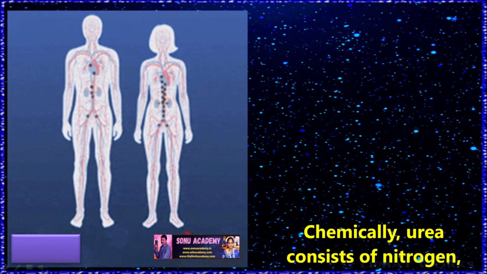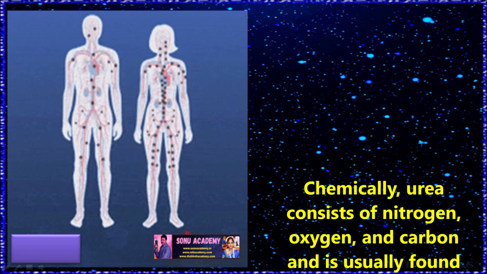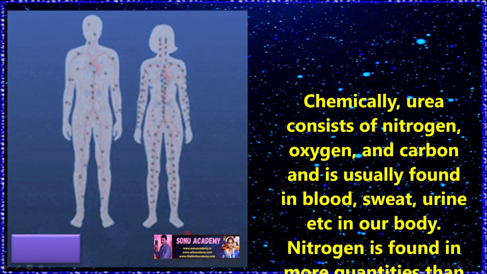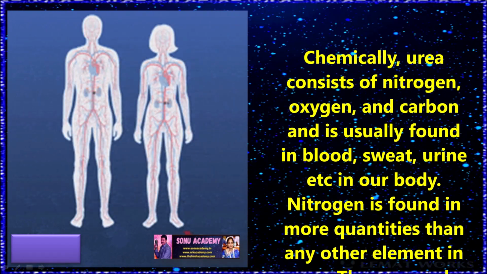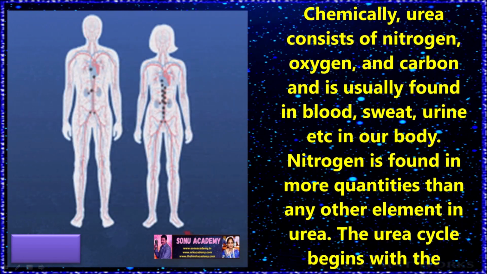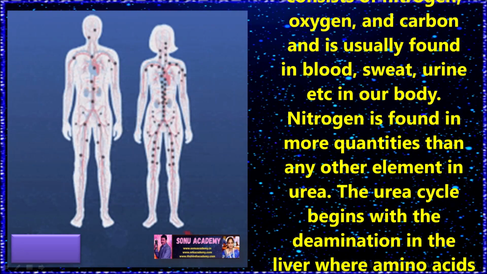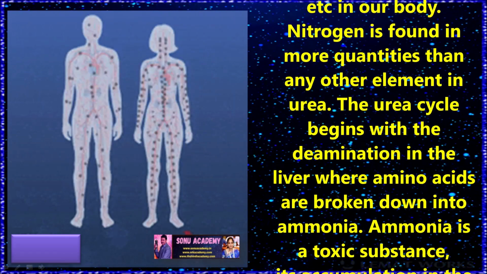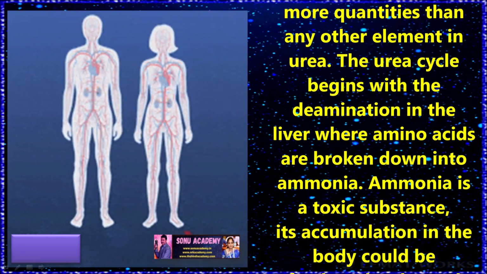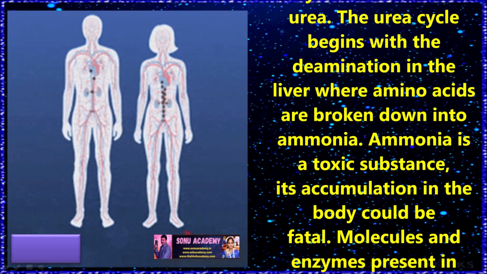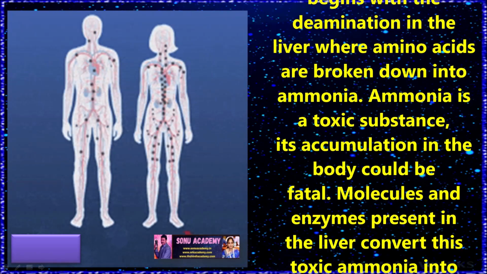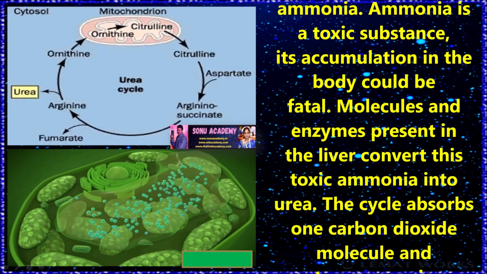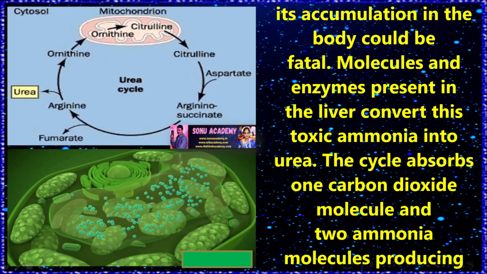Chemically, urea consists of nitrogen, oxygen and carbon and is usually found in blood, sweat, urine, etc. in our body. Nitrogen is found in greater quantity than any other element in urea. The urea cycle begins with deamination in the liver, where amino acids are broken down into ammonia. Ammonia is a toxic substance. Its accumulation in the body could be fatal. Molecules and enzymes present in the liver convert this toxic ammonia into urea.